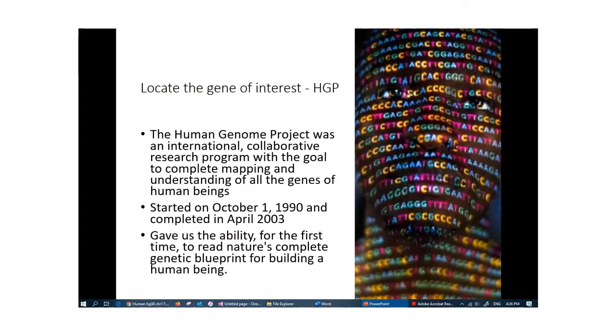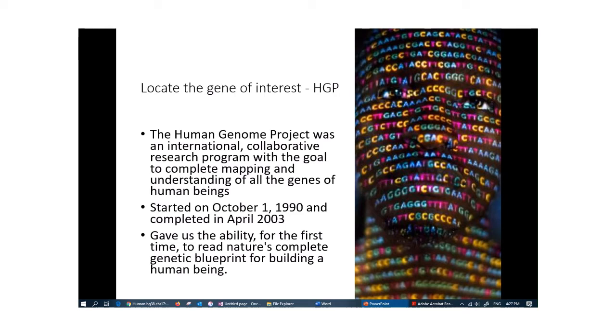Step 1 is to locate a gene of interest, and that's actually a lot easier to do nowadays compared to, say, 2-3 decades ago, and that's because of the Human Genome Project. The Human Genome Project was an international and collaborative research program with the goal of mapping out the entire human genome. Okay, so they wanted to figure out the exact nucleotides that make up all the chromosomes, and they wanted to figure out where the genes are located on these chromosomes and the functions of these genes.